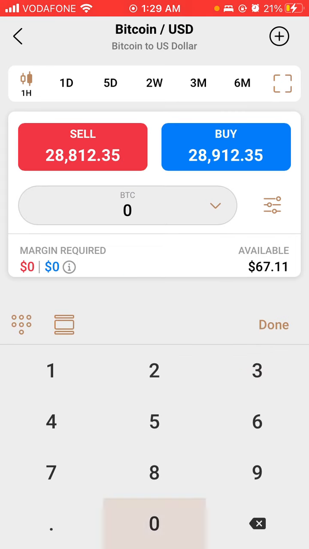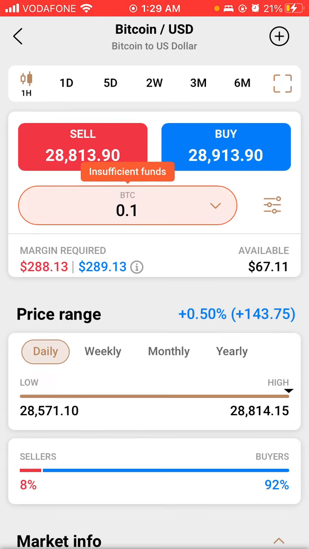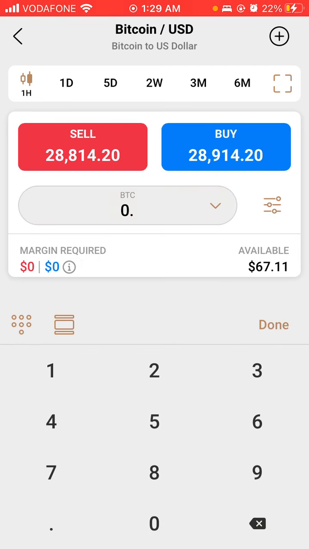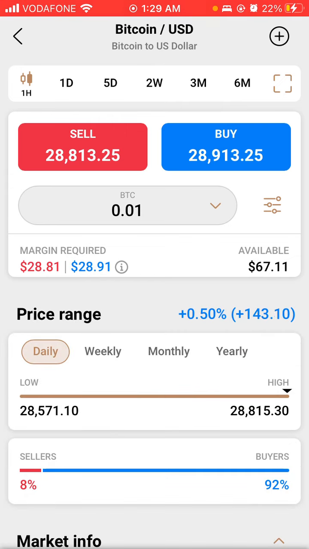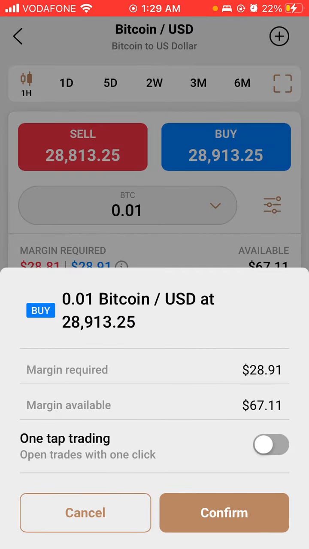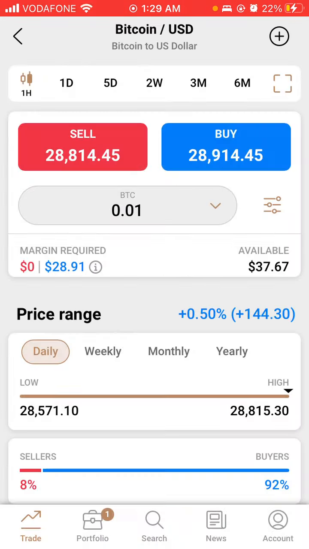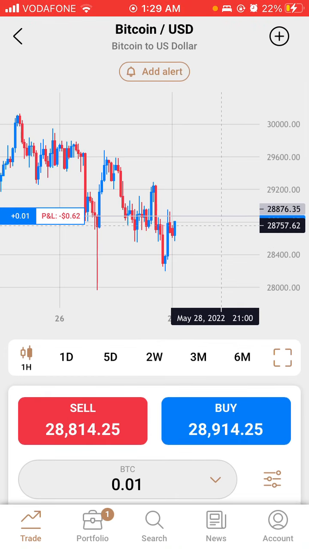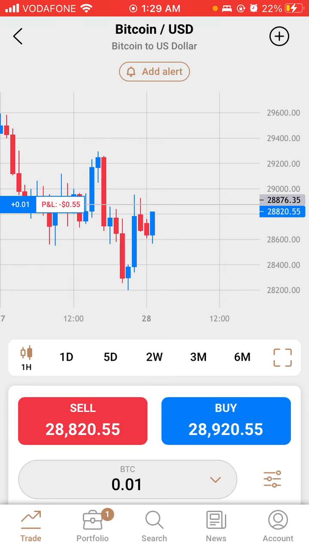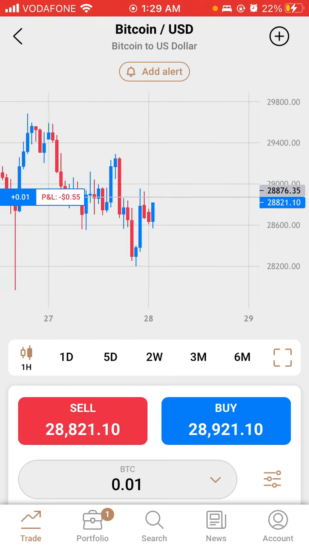I think that's too much, 0.1. Still too much, man. Alright, so that's just it. So I click on buy. As you can see, you bought this amount of Bitcoin. It's just paper money, it's not real money. So that's just it. My trade went up from the way it was before.